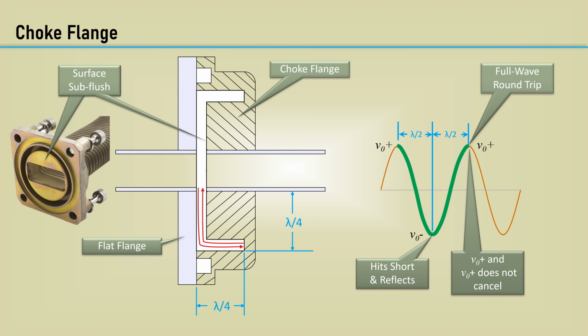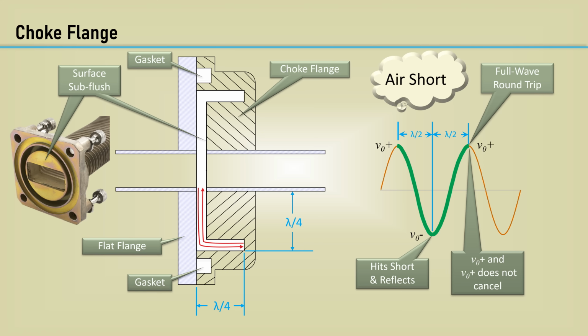We described earlier the concept of a metallic insulator. Conversely, think of this as the concept of an air short. Another attractive feature of the choke flange is that it facilitates a gasket. The conductive gasket is needed to seal the stub features from leakage. It also makes a nice environmental seal. It's usually a simple conductive O-ring that lays in the outermost groove.